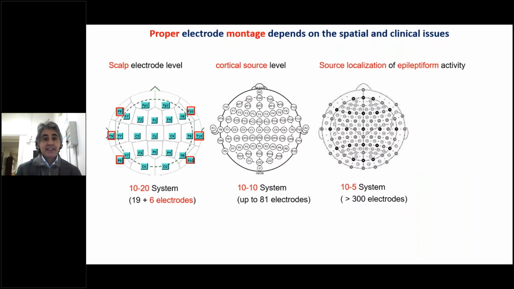The work group suggested that the proper electrode montage depends on the spatial and clinical issues in your clinical research. For example, the 10-20 montage system plus additional 6 electrodes in the left of the figure is useful for the topographical analysis of resting state EEG rhythms. The use of the 10-10 system up to 81 electrodes is useful to study the cortical sources of EEG rhythms. And for the source location of epileptiform activity, the work group suggested the use of up to 256 electrodes of a 10-5 system.